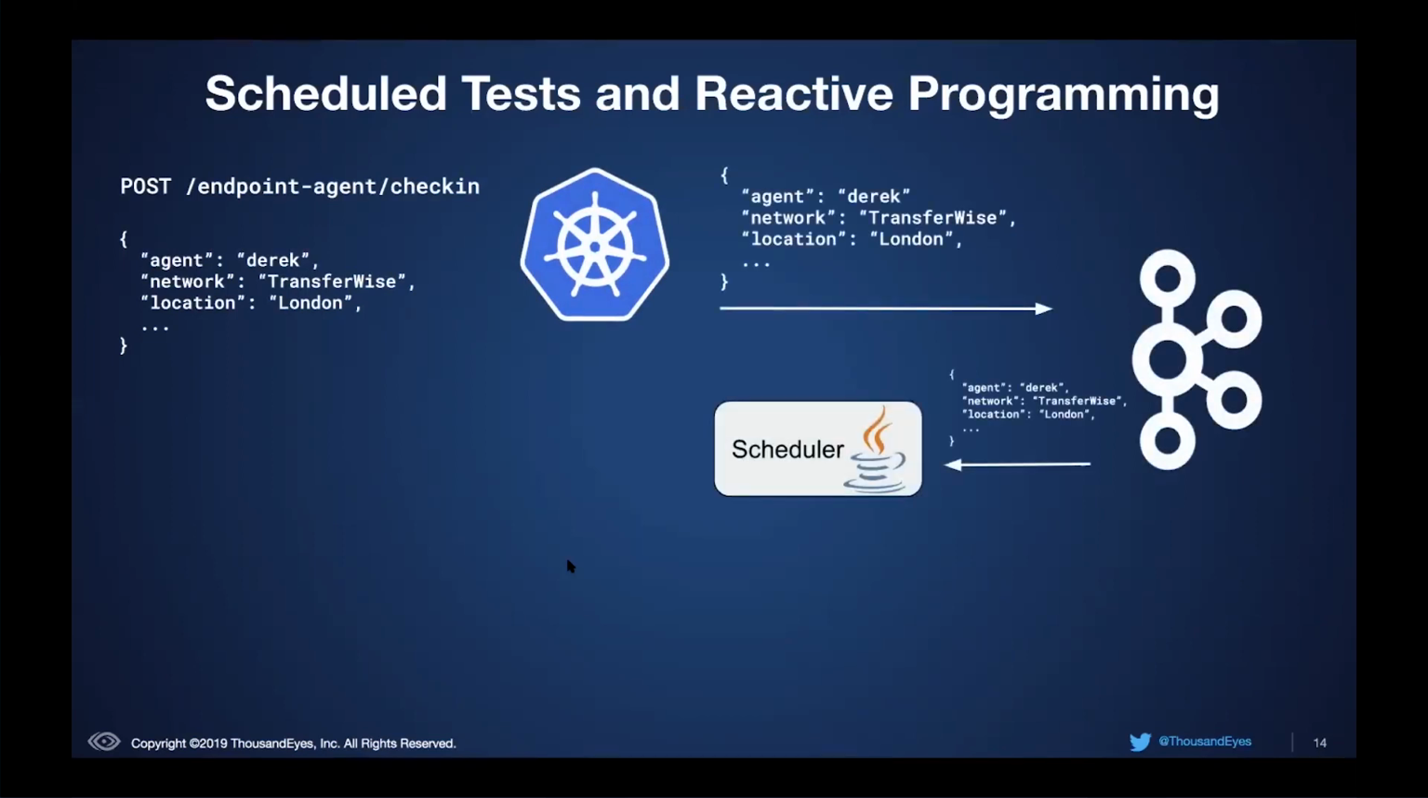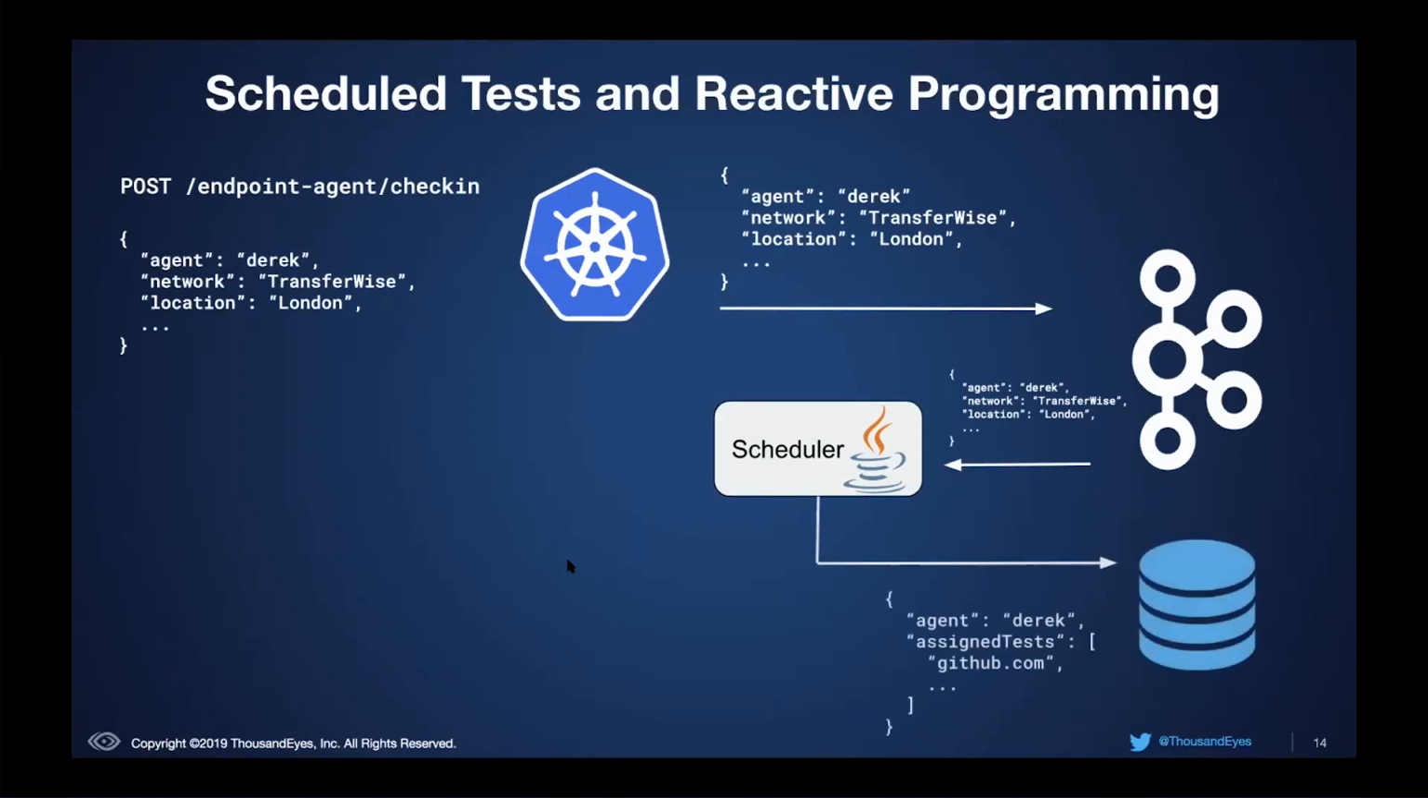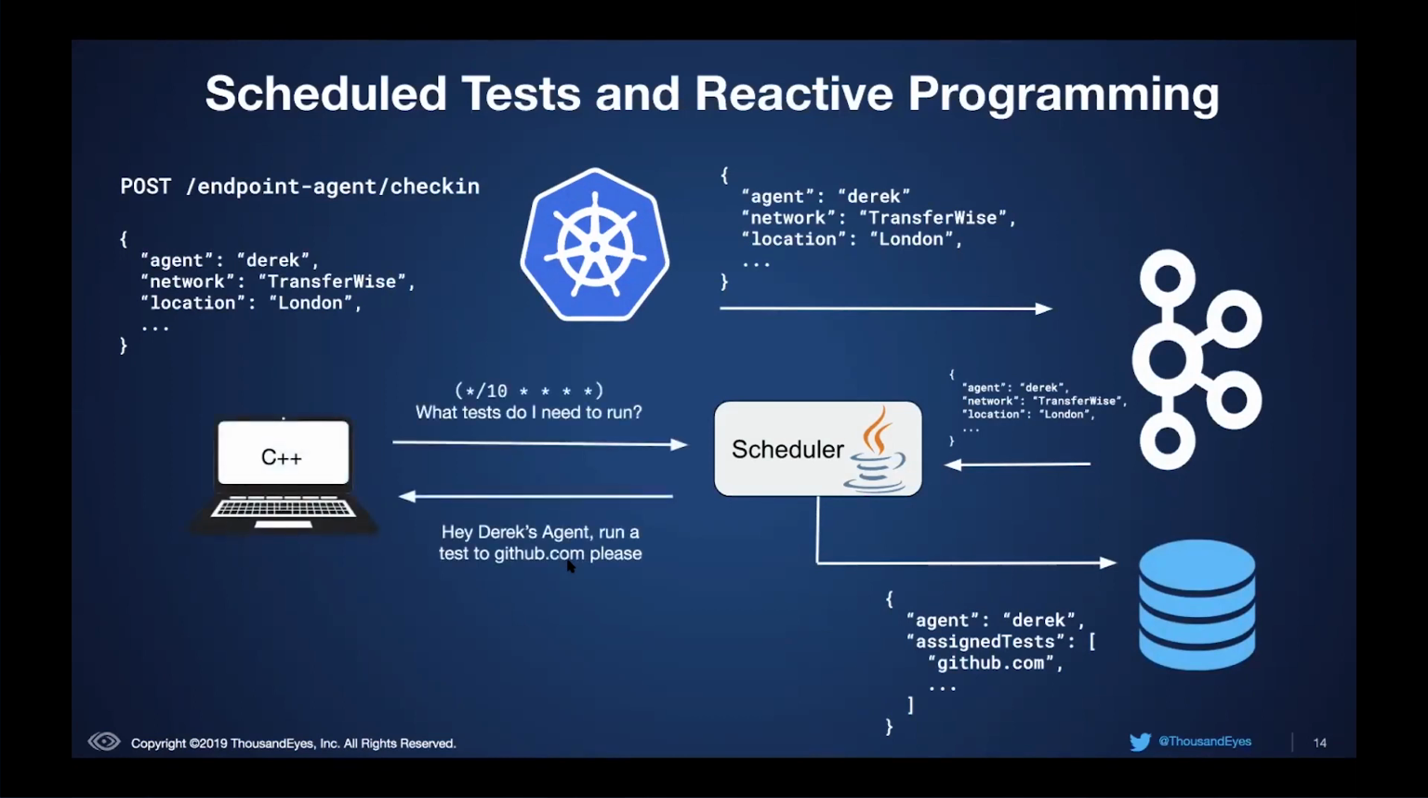We then have a microservice, which we call the scheduler, which listens to this asynchronous event queue. It figures out which tests this agent actually needs to run, and then stores this as state somewhere. And then finally, the agent polls the scheduler every 10 minutes for the test that it needs to run. So every 10 minutes, it pokes the scheduler, hey, what do I need to run? And the scheduler gives it the answer. So that's how it works at the moment.